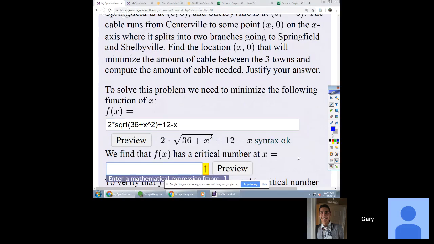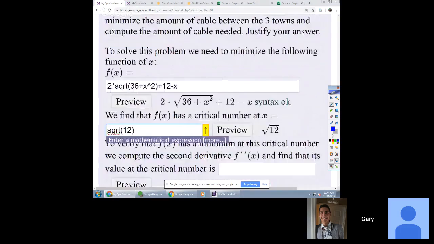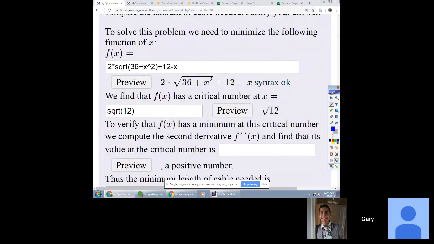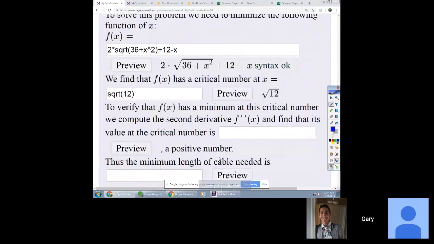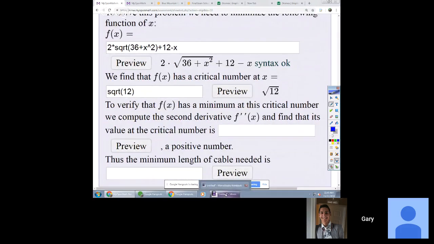Critical number occurred at the square root of 12. And it says I can't enter a mathematical expression. Verify that f of x has a minimum at this critical number by computing the second derivative and find that its value at this critical number is blank. Okay, so we do need to do the second derivative. A positive number, all right. So it wants us to plug the critical number into that to make sure it's positive.